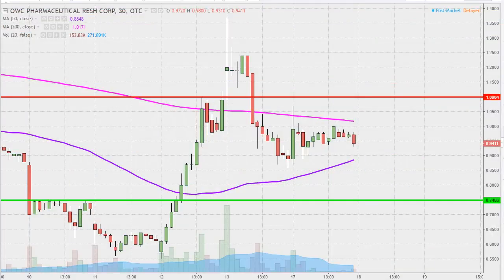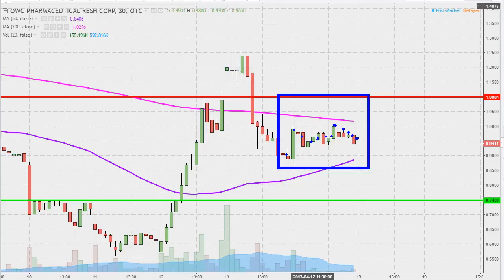Real quick, what do I mean by 30-minute in case you may be new to charts? Instead of each one of these candlesticks representing one day's worth of price action, which is what you would normally see, each one represents 30 minutes. So while this may look like several days' worth of time, it's actually just today's price action broken down into 30-minute time slices.